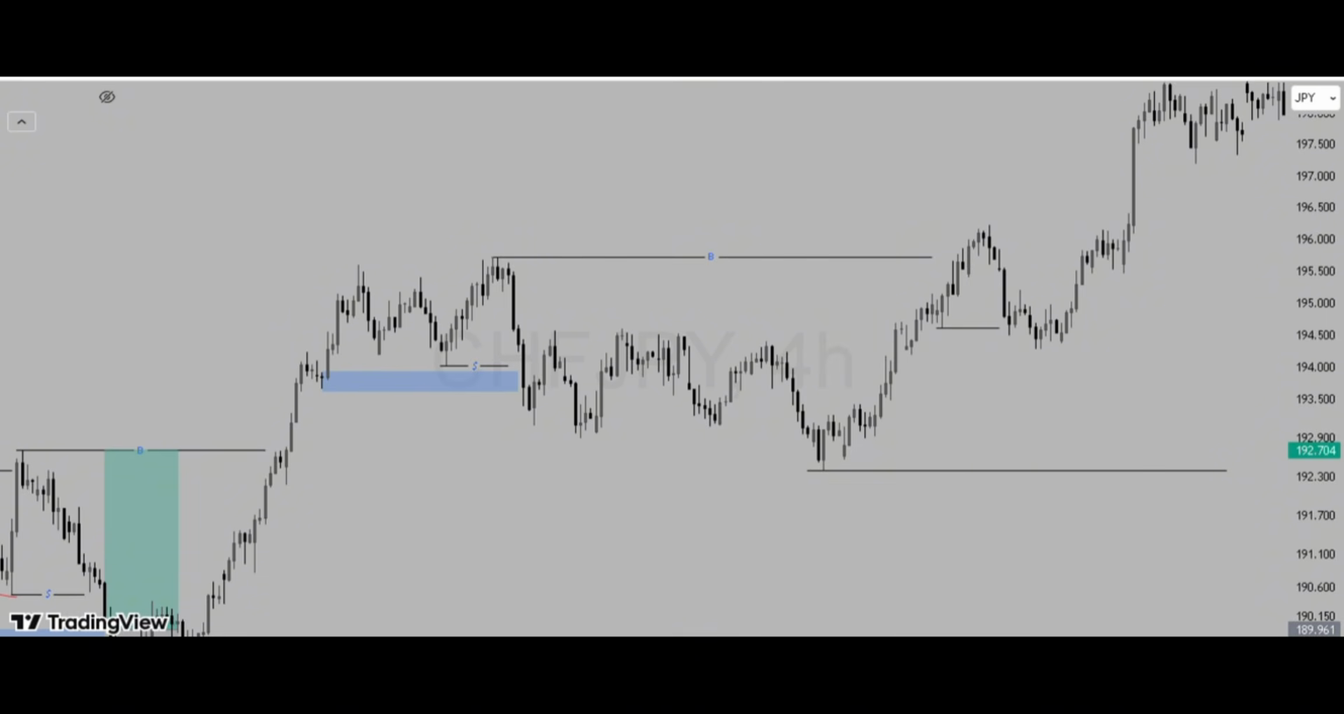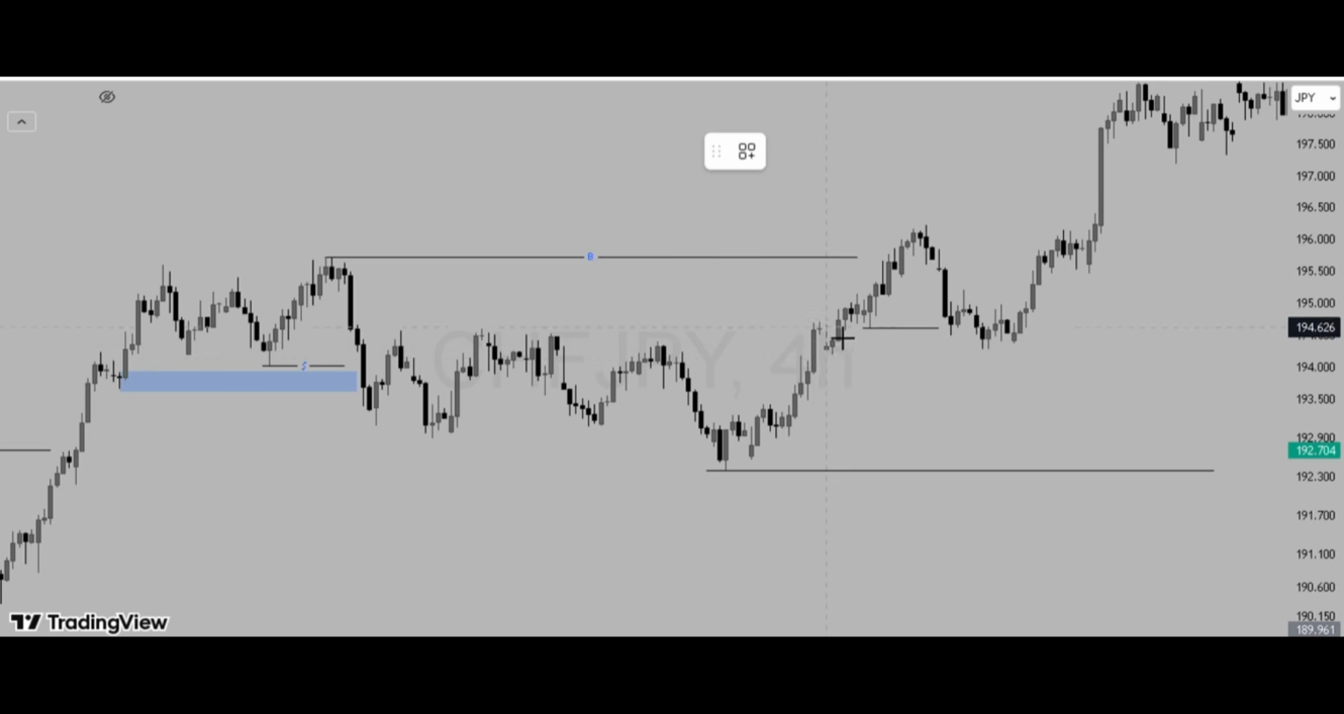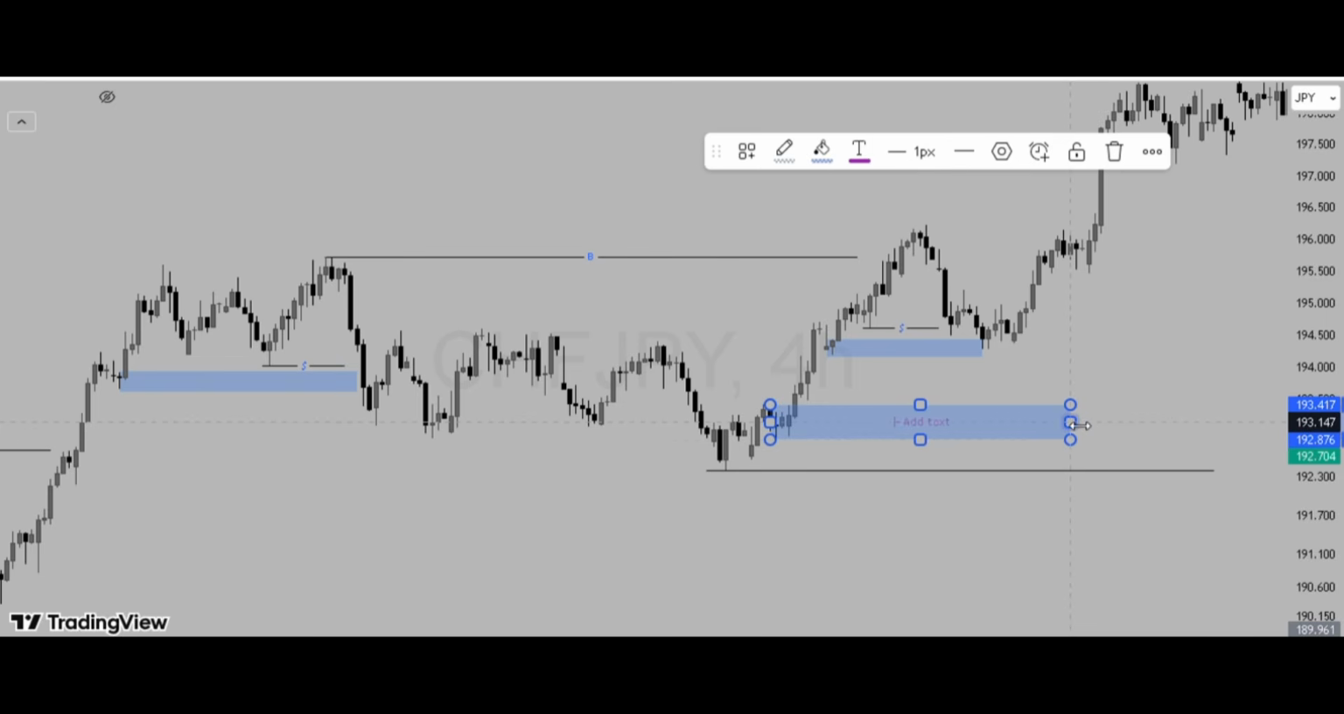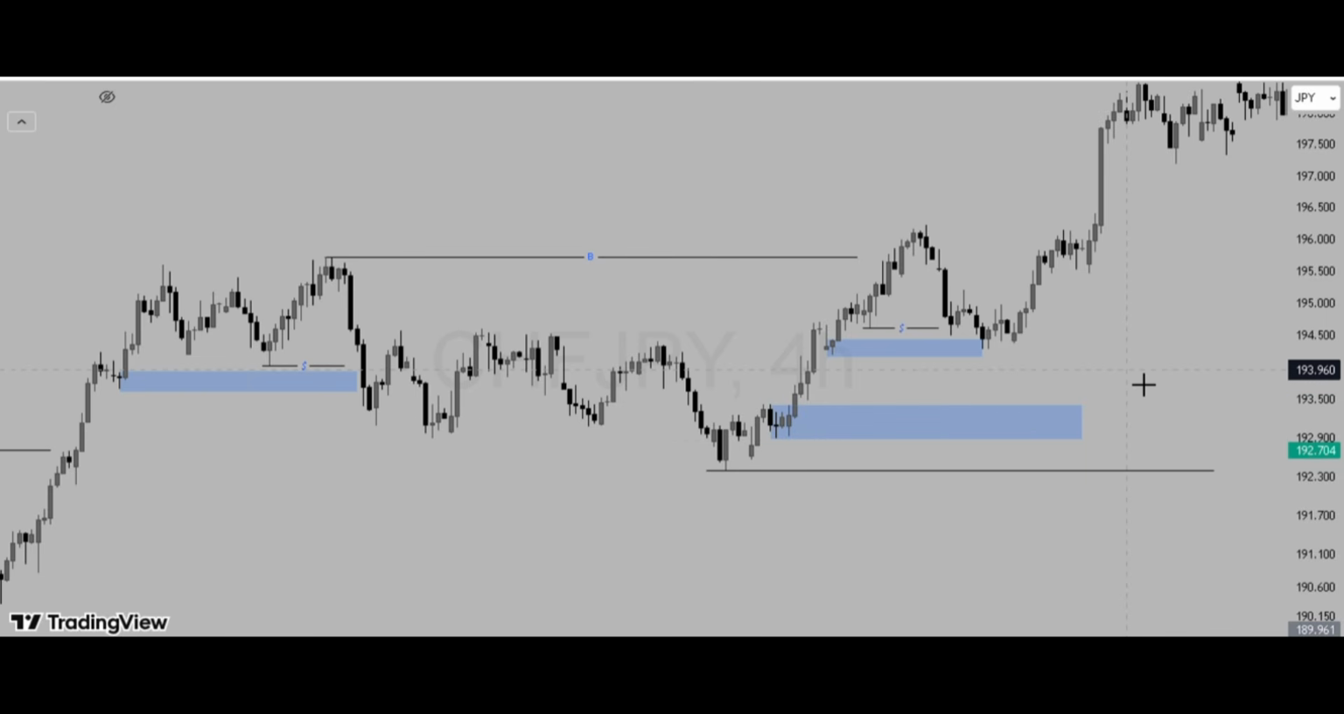And where is our decisional POI? You can see this is a valid pullback. You can see the impulse, this is the valid pullback, and this is the decisional POI that is next to our inducement. And where is our extreme? Let's look for our extreme. This serves to be our extreme order block. As you can see, the market just came to this level, respected our decisional POI and flashed up, and gave us a break of structure.